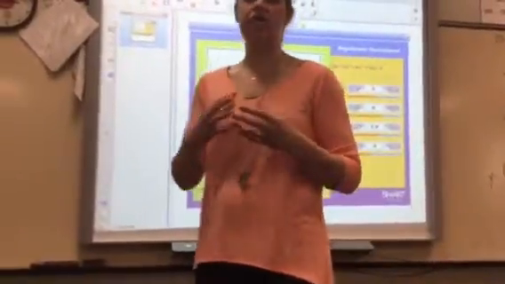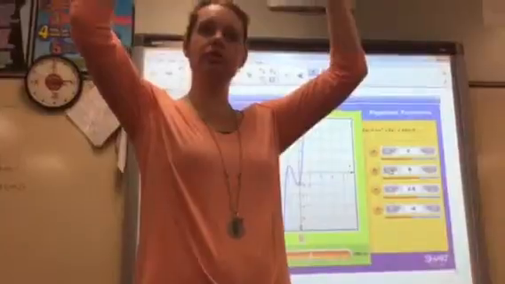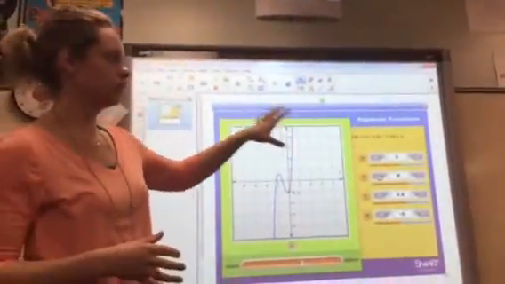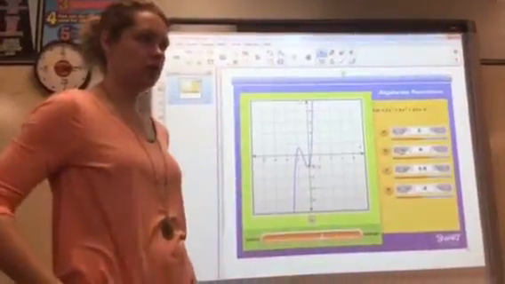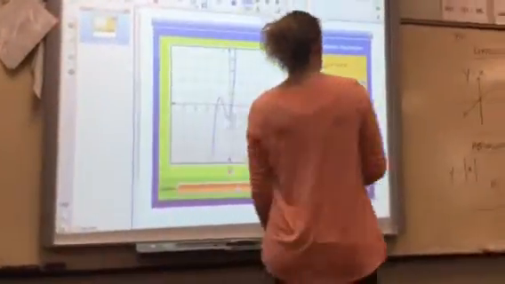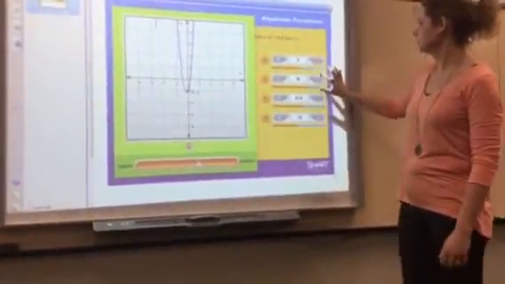would you make this graph move up? How would you make this graph move to the right? What would you do to the parent function to make it move? Okay, is that crazy? No. All right. Sure. So let's go back to linear.